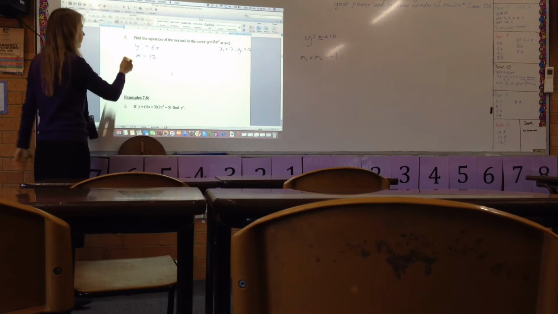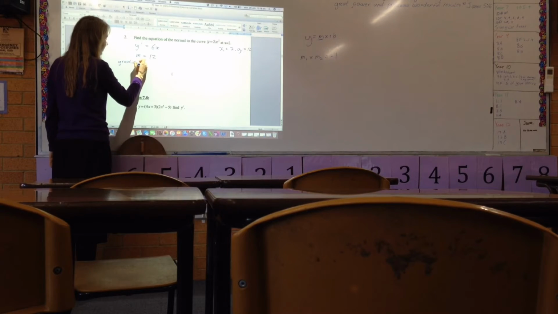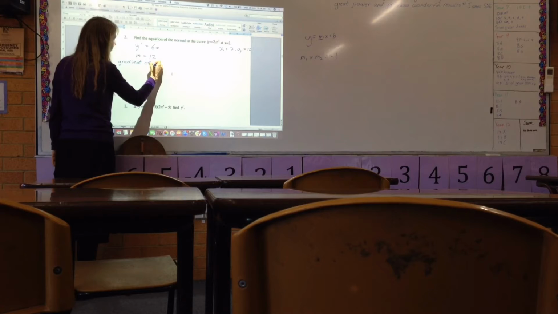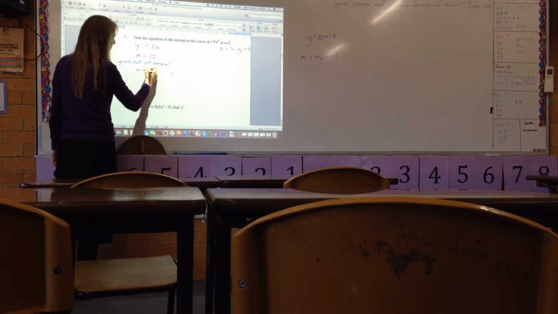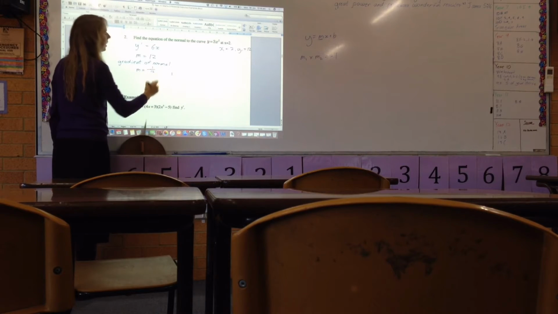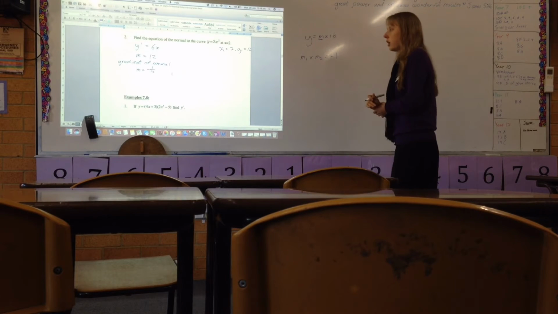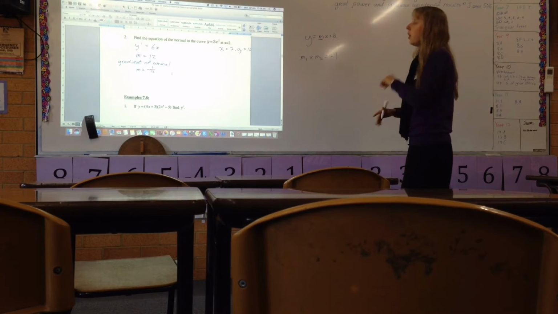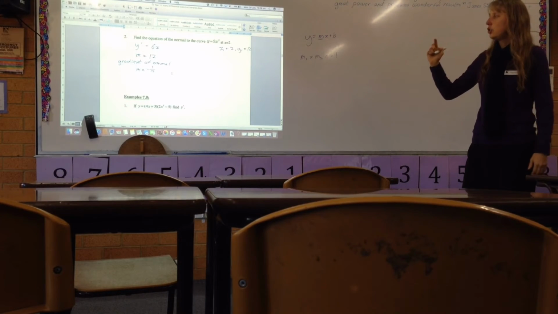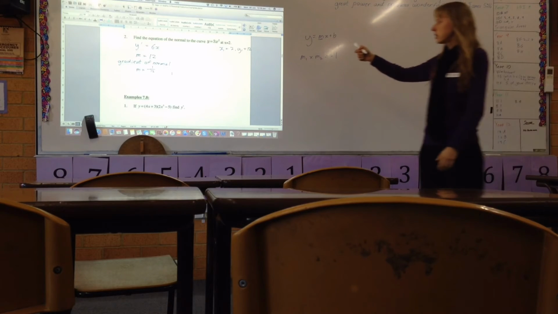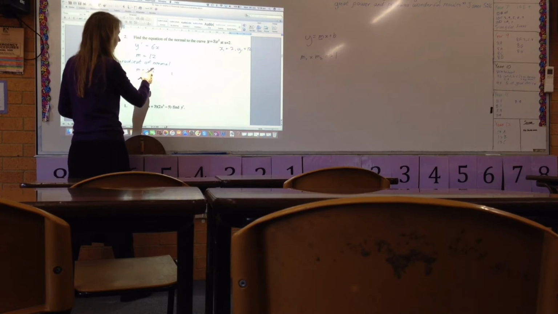How do I find the gradient of the normal? Perpendicular, so the gradient of the normal would equal minus 1 over 12. Great, remember we take the reciprocal and we change the sign. So it's minus 1 over 12. Okay, now let's put everything into the point gradient formula and use that to find the equation of the line. I have the gradient.